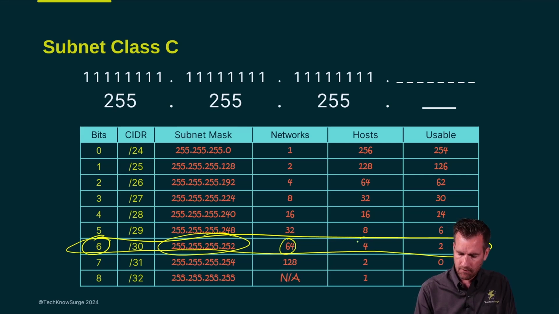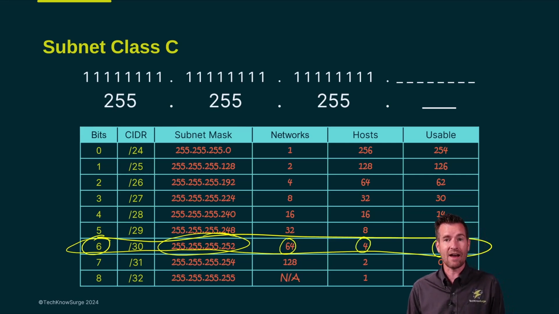It would give us 4 hosts per network and 2 usable hosts because we have one for the network and one for the broadcast address. So by the time you remove the network and broadcast addresses, you only have 2 assignable addresses. So this is what we'd use for our WAN links.